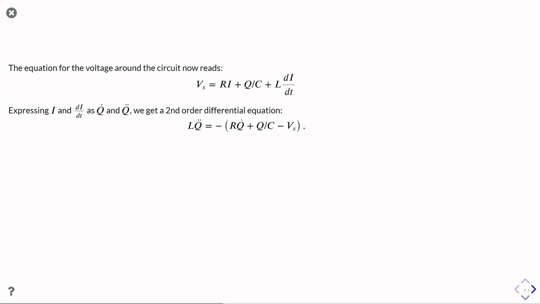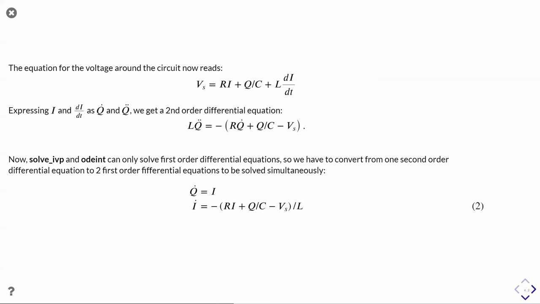So L q double dot is equal to minus R q dot plus q over C minus V as our equation. And then we just have to take the L across the other side. Now, the problem is that solve IVP and ODE int can only solve first order differential equations, and this is a second order differential equation.